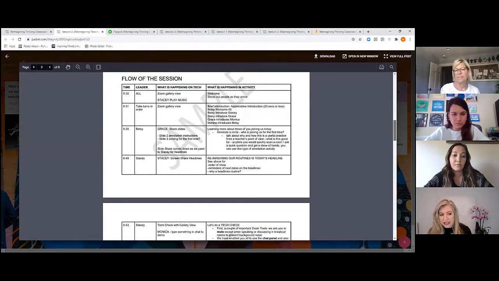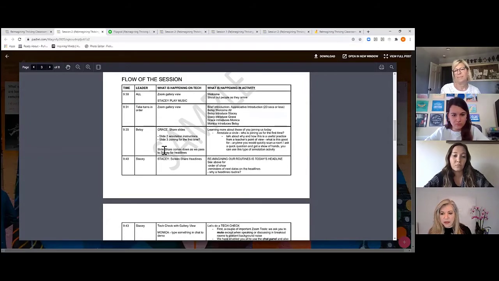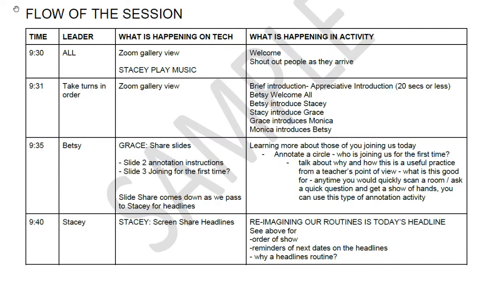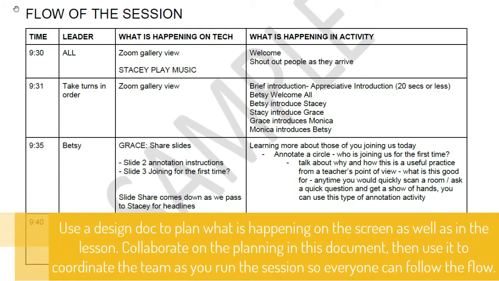And then you can see here, we're not going to go through this in depth, but we use this document as both a collaboration space to design and a coordination space to run. So we map out on a relatively minute-by-minute flow what should be happening on the technology, so what's going on the screen, and then what should be happening in the activity. So what are the students doing, or what are they trying to learn? And we have shared a sample of that design document on your Padlet so that you can see the way that we use this as both a design planning tool and as a coordination and classroom management tool.